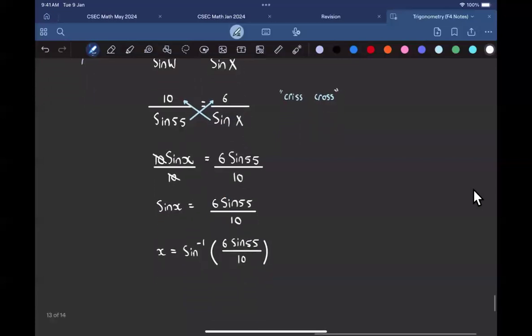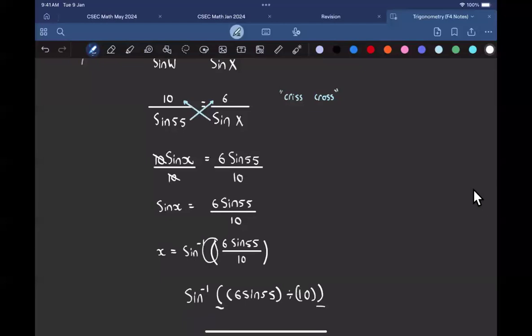Let me show you how to plug this into the calculator, Rihanna. You're going to put sine inverse, open bracket, 6 sine 55, close bracket, divided by 10. And you can put the 10 in brackets if you want, and then a close bracket again. The big brackets on either side indicate that we're plugging it into sine inverse. The other smaller brackets separate the top from the bottom, because in the Sharp calculator it is a fraction. So try that in the calculator.